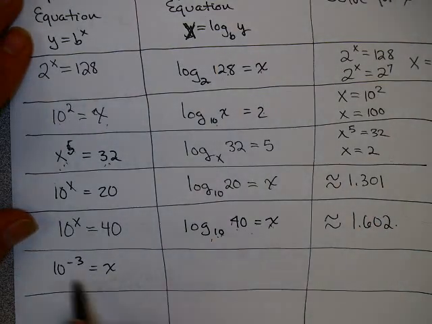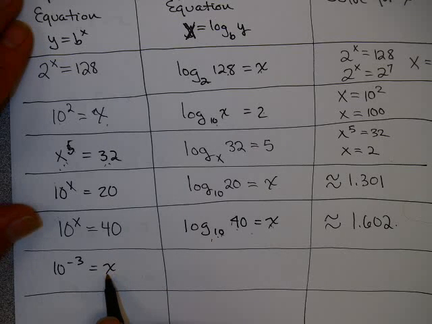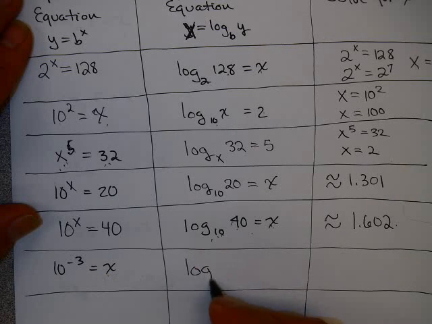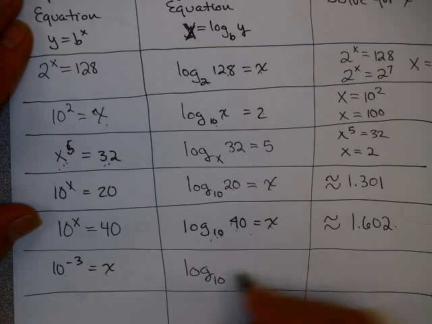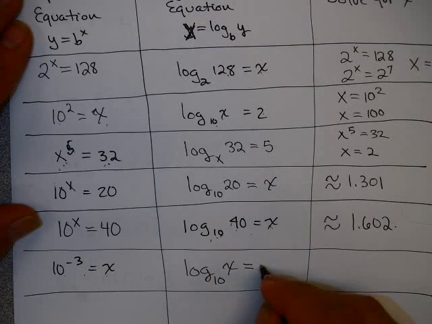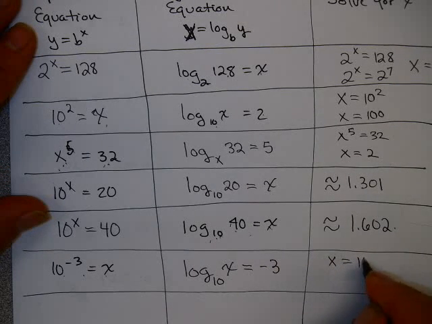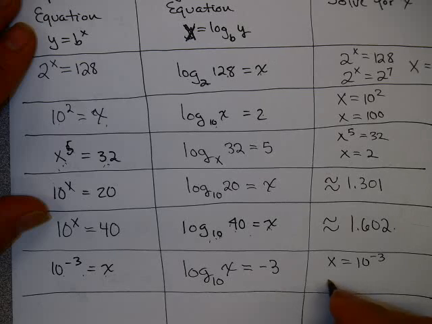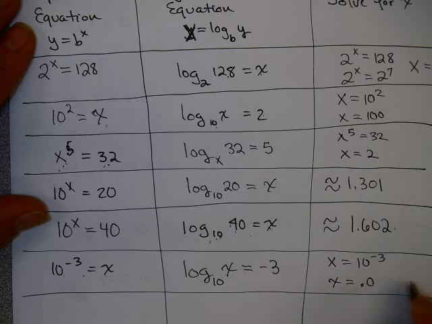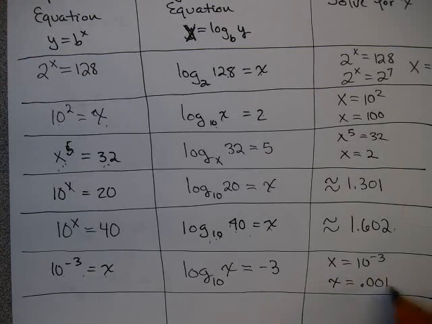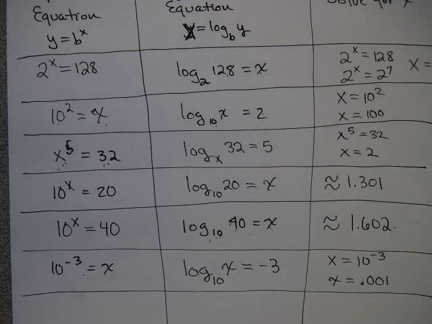Now, here, what is the logarithmic equation? That's log base. What's the base here? The base is 10. What's the answer? X. What's the exponent? Negative 3. So this was given to you, x equals 10 to the minus 3. So that's pretty easy. That's going to be 0.001 for my answer.